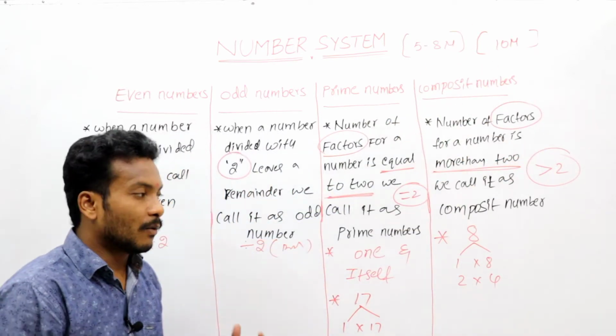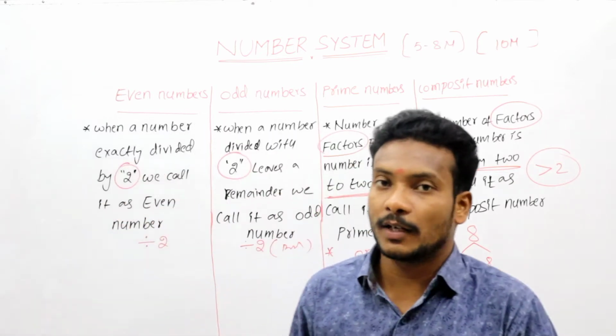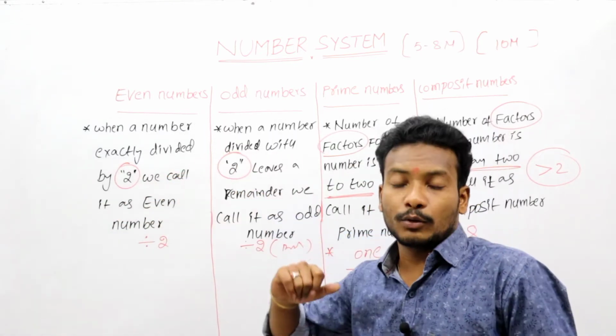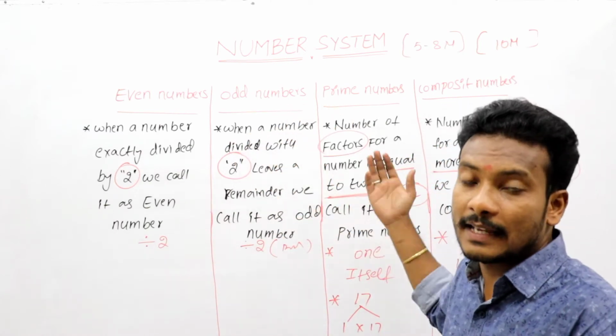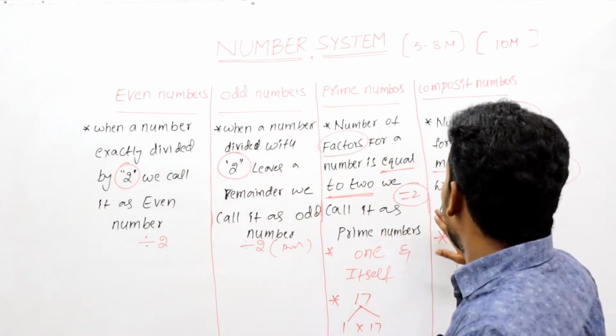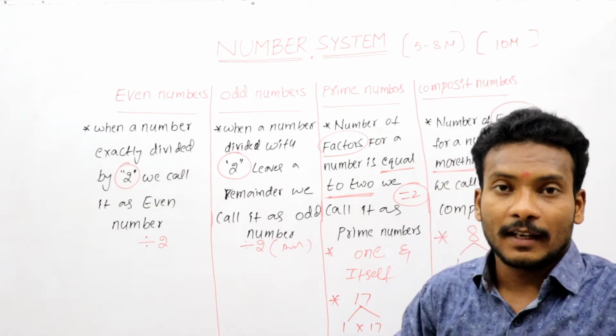Okay, now for the first one, whenever exactly divided by 2, even number; not exactly divided, odd number; exactly 2 factors, prime number; more than 2 factors, composite number.